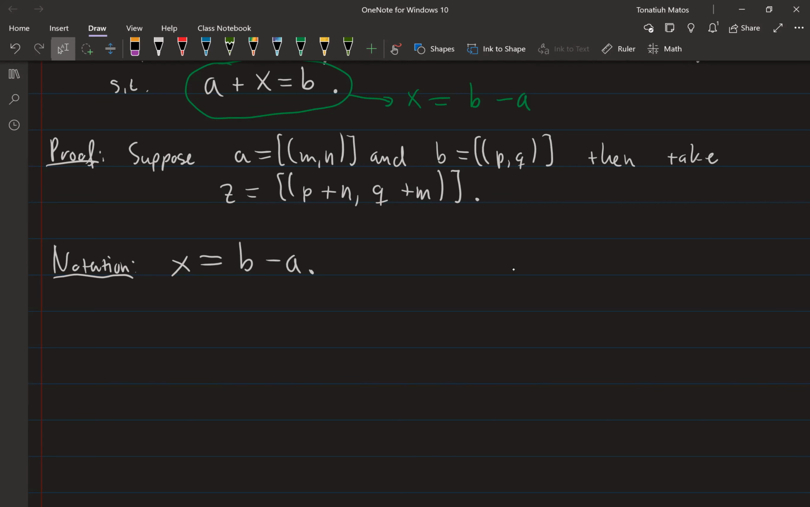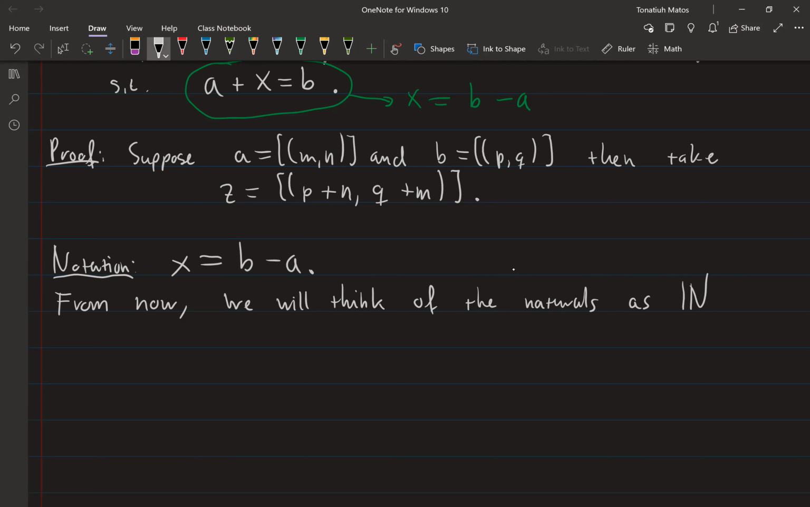So from now on, so that everything is compatible, from now on, we will think of the naturals as inside the integers, right? Because of course we want to be able to work with both of them at the same time without having to do all this weird notation nonsense.